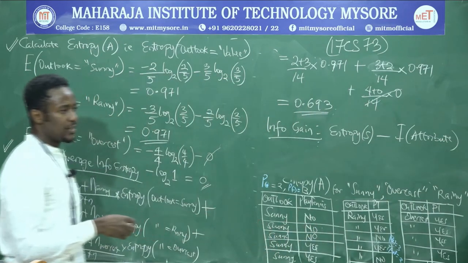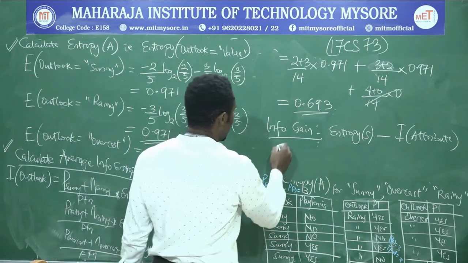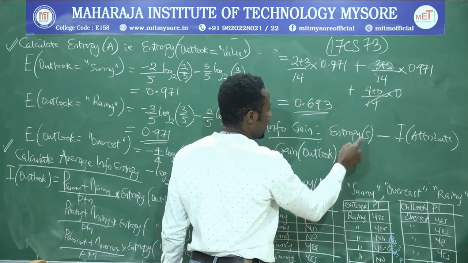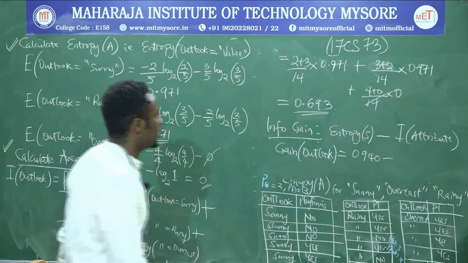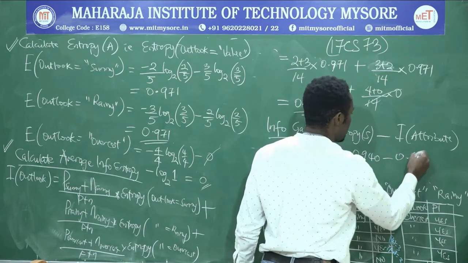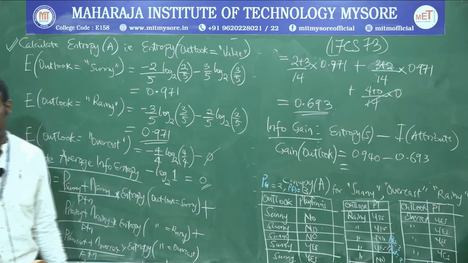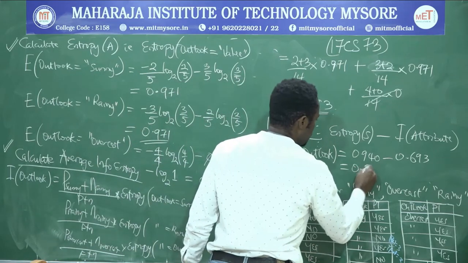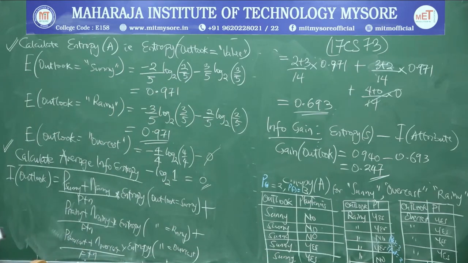So what is the entropy of S? 0.940. So gain of outlook equals entropy of S, 0.940, minus the average information entropy, which is 0.693. Quickly tell me what the answer is. So what do we get now? 0.247. Okay, we are done with this. Guys, remember, we are done with this.